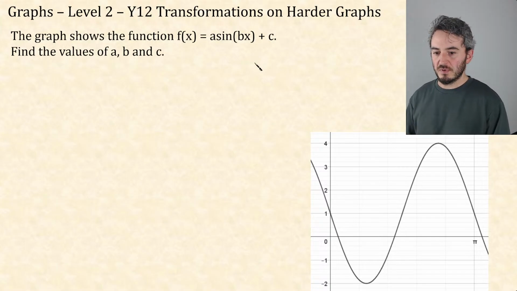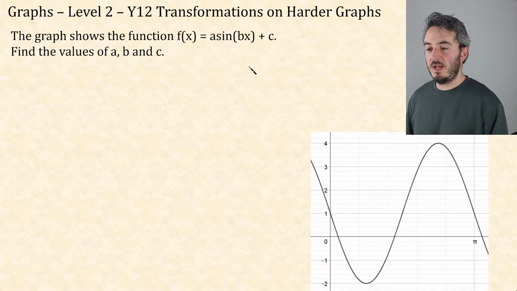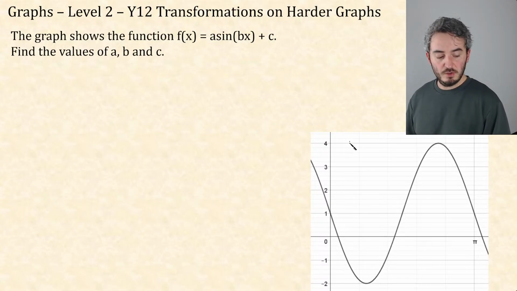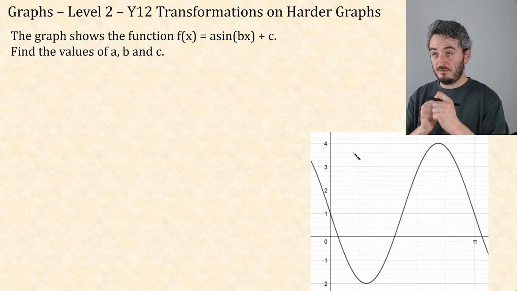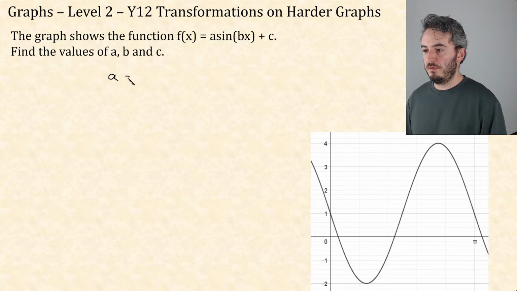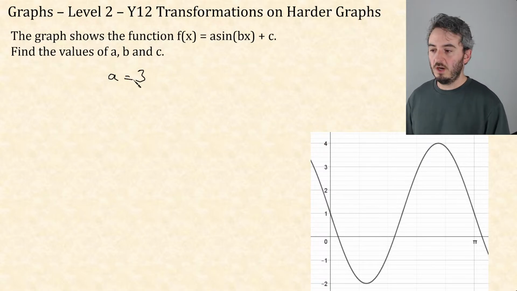Okay, I start with amplitude. Sine normally has a range from -1 to 1, so it normally has a range of 2, but I see this one goes from -2 to 4, which is a range of 6. So it looks like A is going to be 3, but hold on, there's a sting in the tail there.